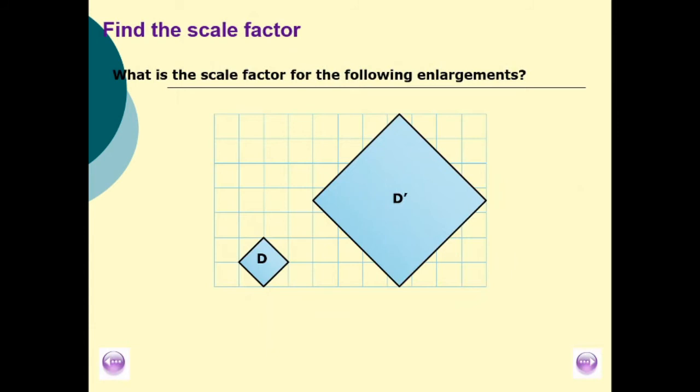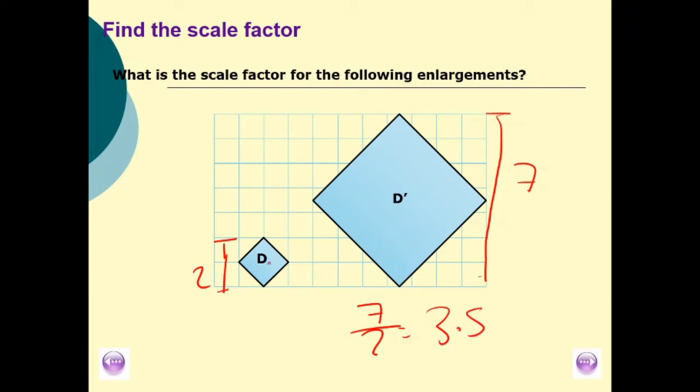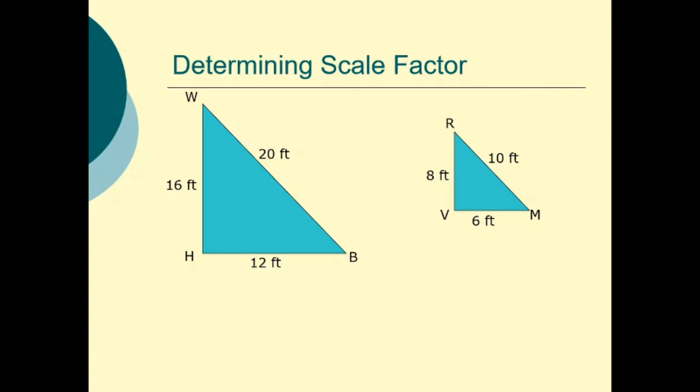This one here. These are diagonals, but maybe I don't need to count them. Maybe I can just count height. So I know my height here is 2. I know my height here is 7. So my scale factor is going to be 7 over 2, which is 3.5. And it's above 1, so it makes sense.